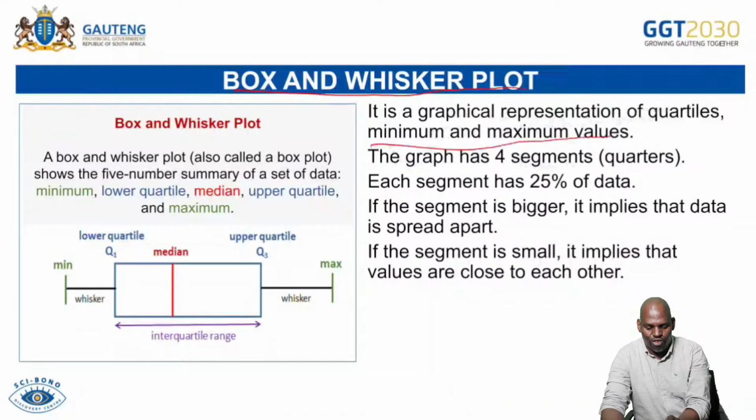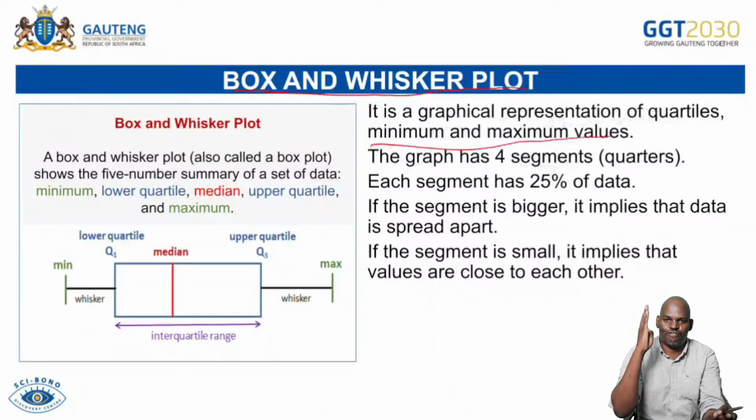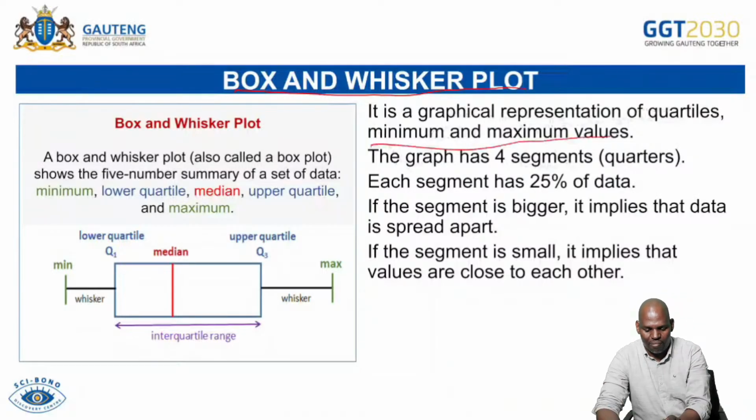Then the graph has 4 segments. The graph has got 4 parts. Segment simply means parts or quarters. Each segment has 25%. In other words, we've got this part, this part, this part, this part. So it's 1, 2, 3, 4 of them.